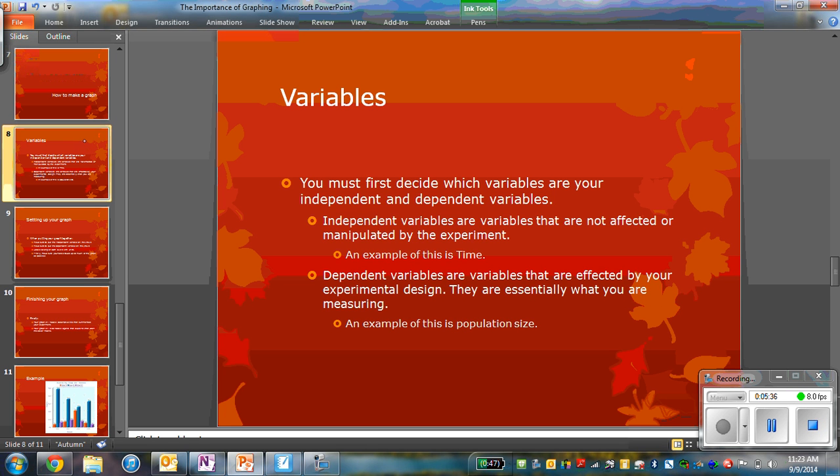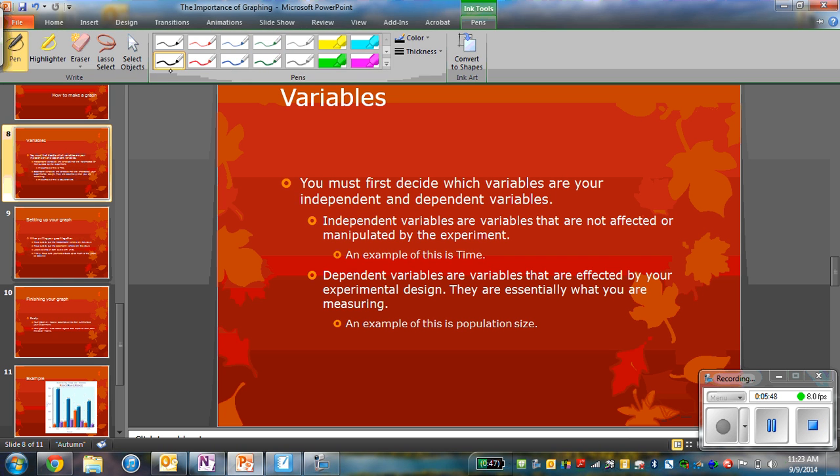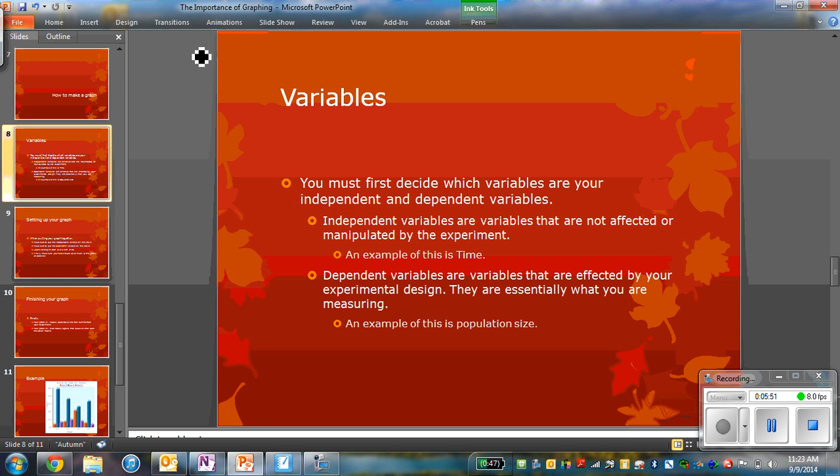So first you have to identify your variables. Your variables are very easy to figure out. We've actually done some work with this already because we've studied the scientific method. So the independent variables, let's go through this quickly and remind ourselves, are not affected or manipulated by the experiment. That's a lot of words there, okay? The independent variable, remember, is something I change. We said that because independence starts with the letter I.